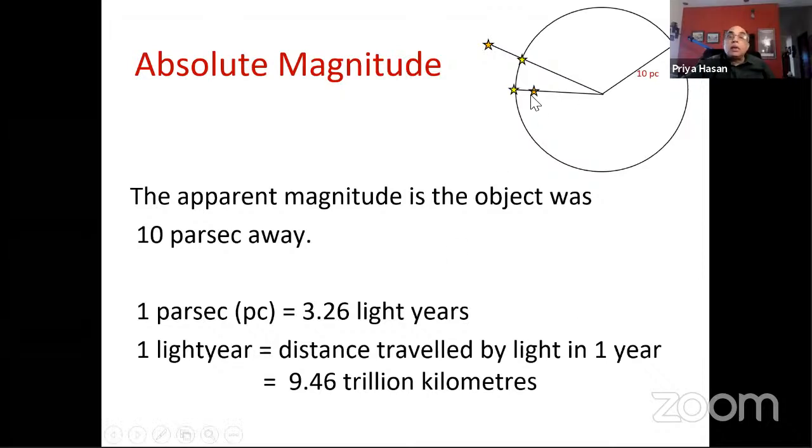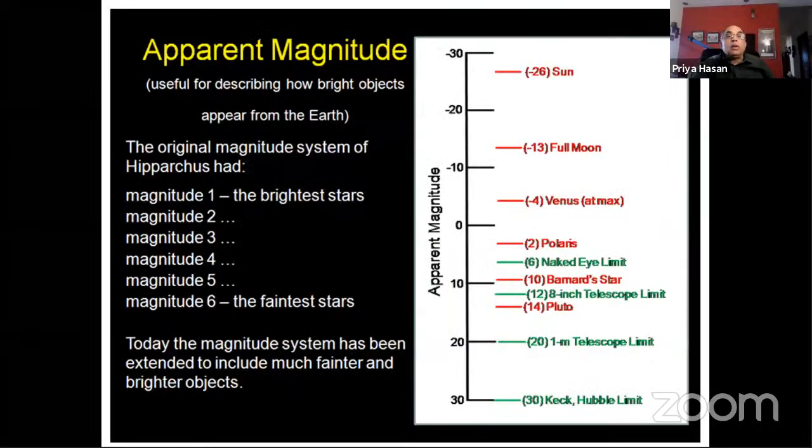So the stars which are close to us, you move them to 10 parsecs, and the apparent magnitude we then measure will be their absolute magnitude. Similarly, objects which are far from us, you move them to 10 parsecs, and what they will appear to us will be their absolute magnitude. So apparent magnitude is what appears to us. Hipparchus had these six magnitude scales: the brightest stars were magnitude one, and the faintest stars were magnitude six.